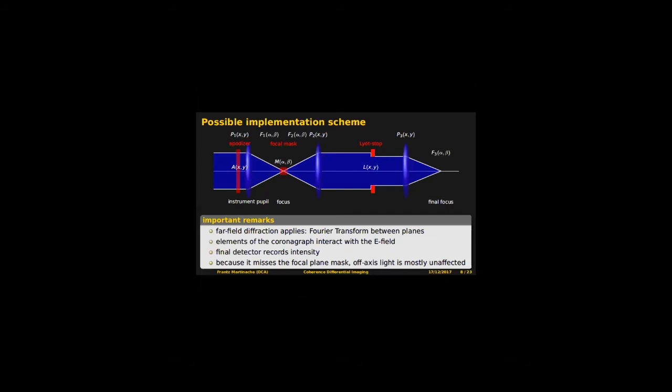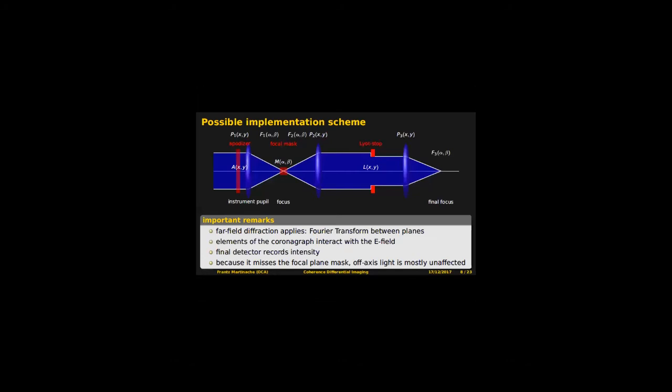The first one is that since you're going from pupil to focal planes, far field diffraction applies, so you don't have to worry about complicated Fresnel diffraction. It's Fourier theory that describes the way the complex amplitude propagates through your system. So the computations end up being very simple. And you have to keep in mind that your optics are going to interact with the electric field of the light.